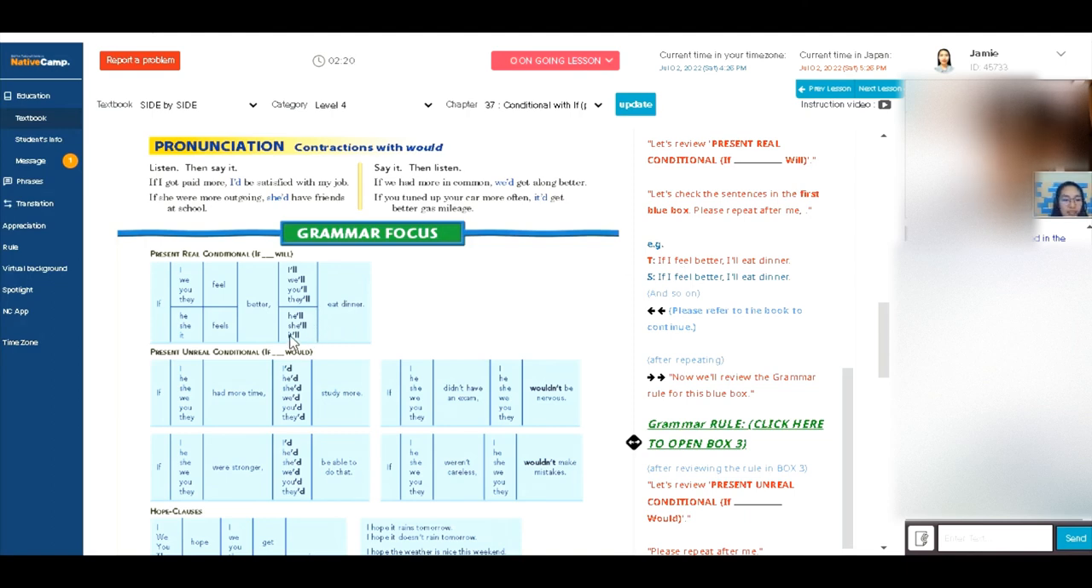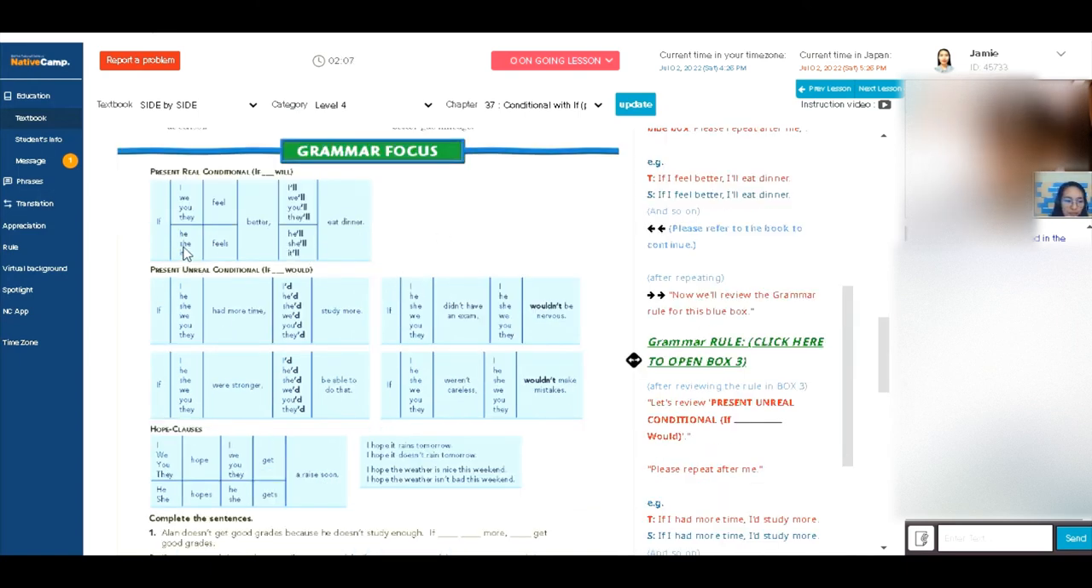If I feel better, I'll eat dinner. If we feel better, we'll eat dinner. If you feel better, you'll eat dinner. If they feel better, they'll eat dinner. If he feels better, he'll eat dinner. If she feels better, she'll eat dinner. If it feels better, it'll eat dinner.